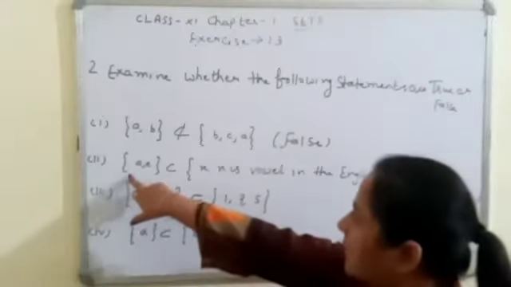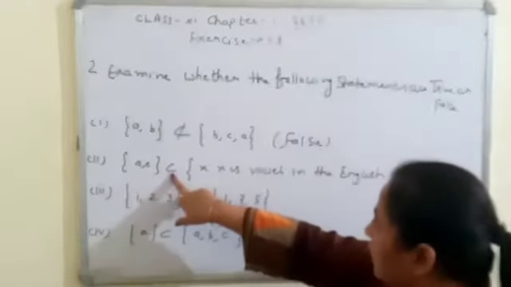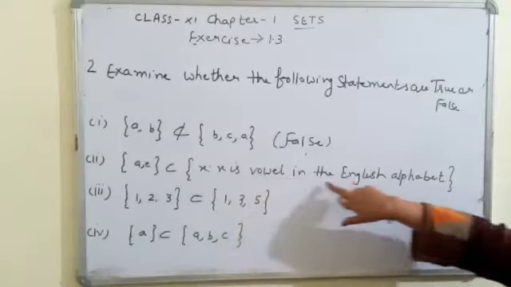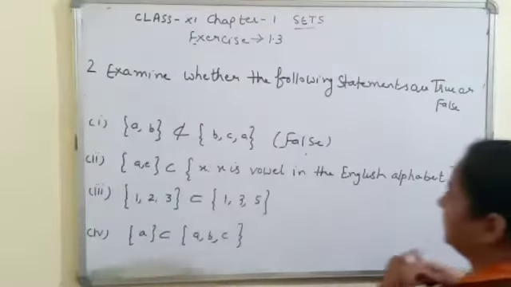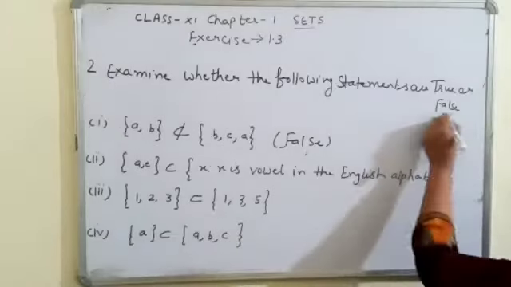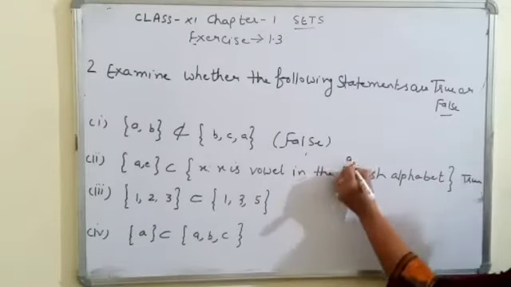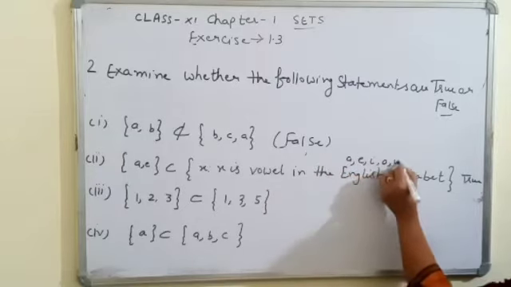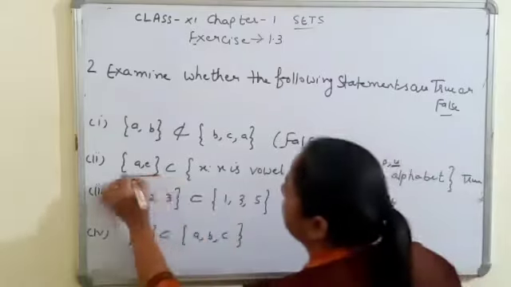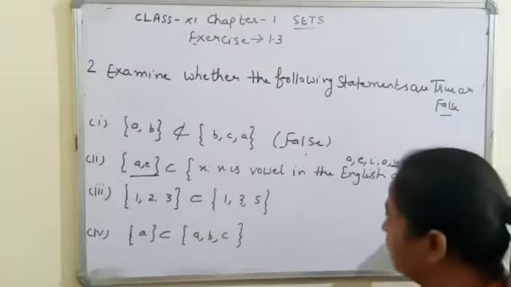Second part: {A, E}. The first set has 2 elements, A and E. Is it a subset of {X: X is a vowel in the English alphabet}? Obviously, this is a subset of the second. This is a true statement, because in the English alphabet the vowels are A, E, I, O, U. So obviously A and E are a subset of the second one. This is a true statement.